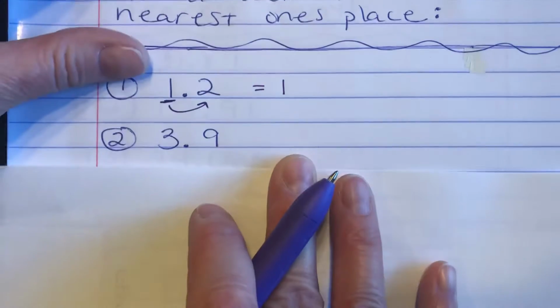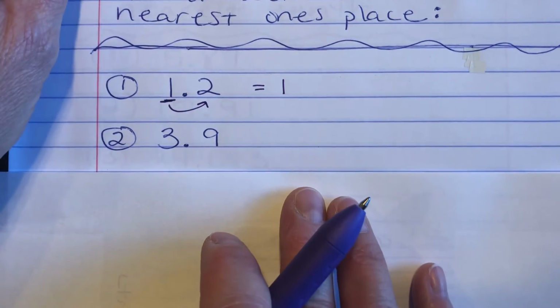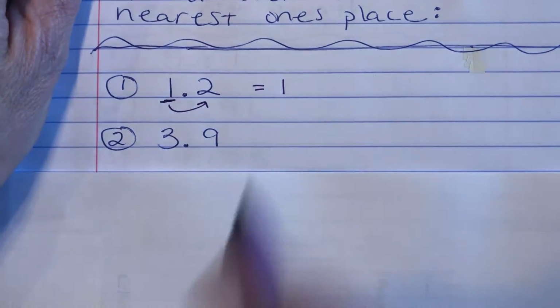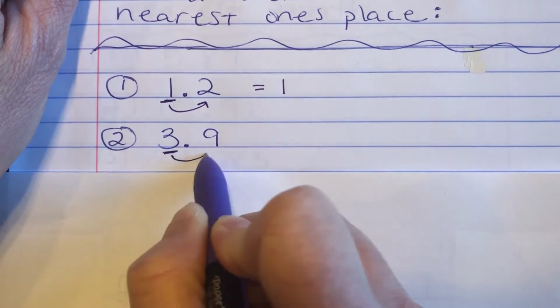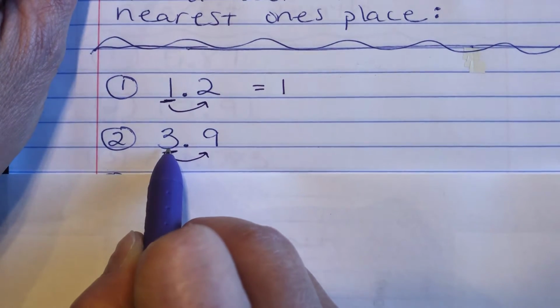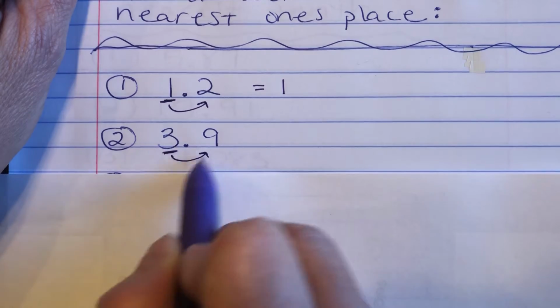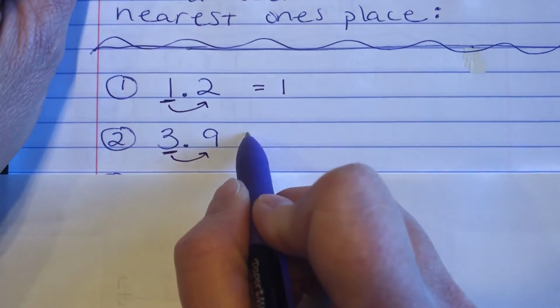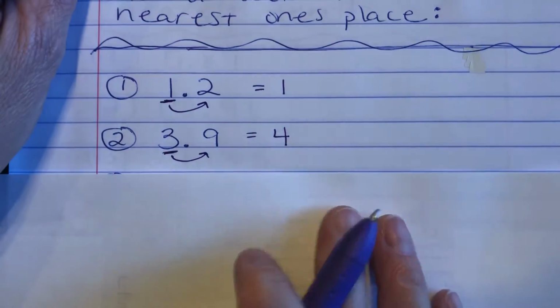All right, try this one. Round 3.9 to the nearest ones place and press play when you're done. Okay, 3 is in the ones place. So I'm asking myself, is this closer to 3 or 4? Well, the number next to the place I want to round to is 5 or higher. So this would bump up to 4. It will be closer to 4.